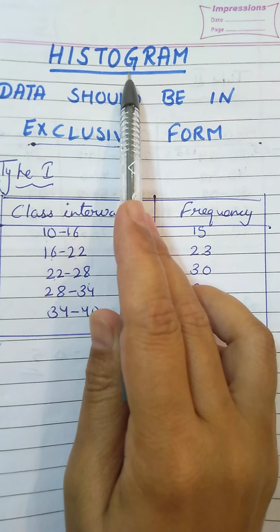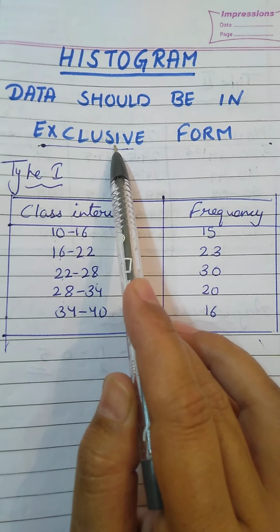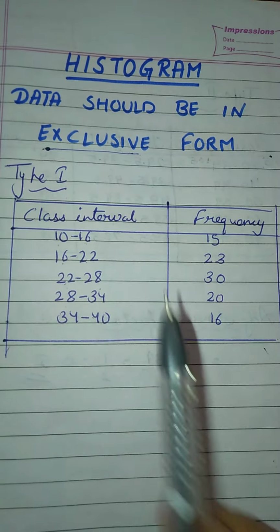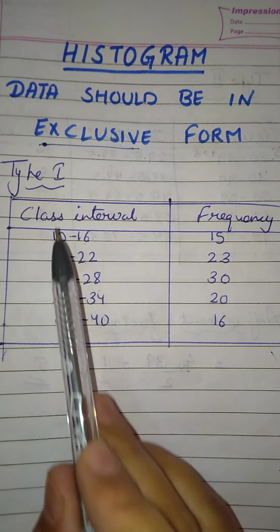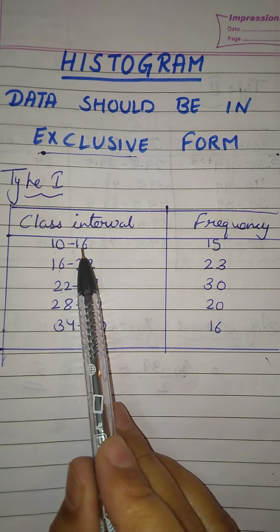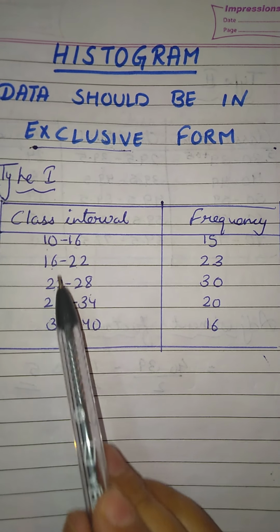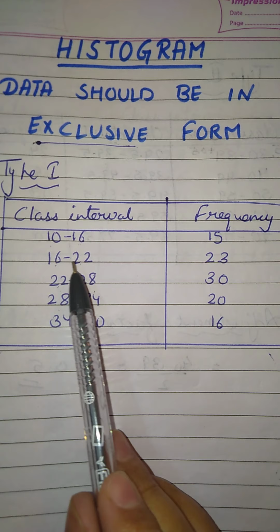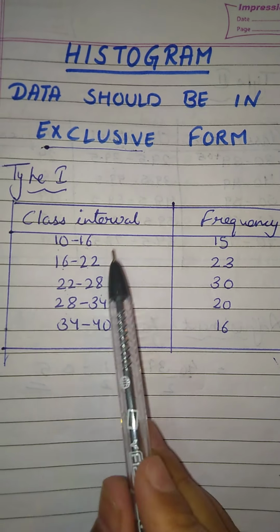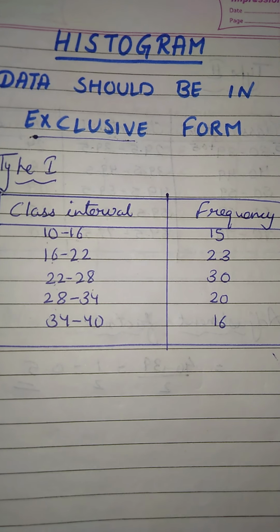Whenever we have to draw a histogram, our data should be in exclusive form. Now what is exclusive form? This type 1 of the statement tells you what is exclusive form. When the class intervals are like 10 to 16, then 16 to 22, there is no gap. They are continuous. First interval ends at 16 and second starts at 16. Second ends at 22 and third starts at 22. When there is no gap, that is called exclusive form. So this type of sum should be there. Only then we can plot the histogram.